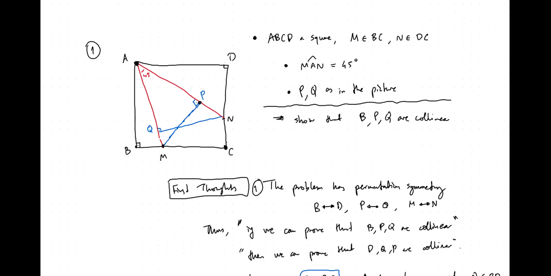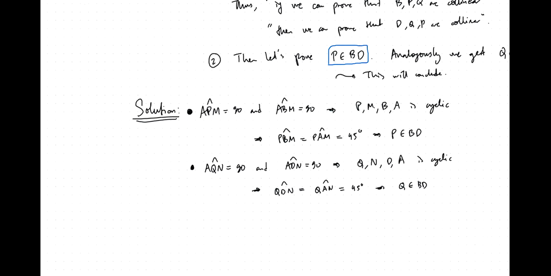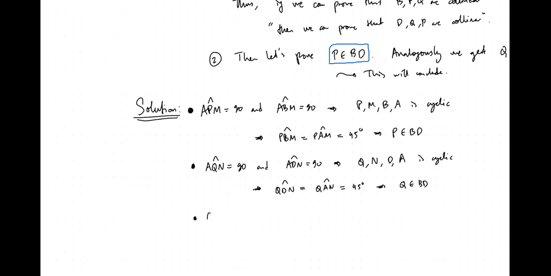Right. And then finally you say consequently B, D, P, Q are all collinear. This is how you can write this complete solution. Do you have any question? Or let's just pass through another problem.